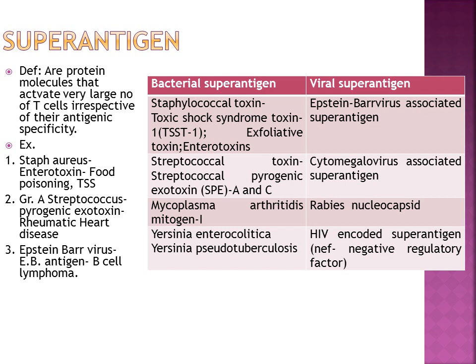Now we'll see super antigen in detail. By definition, they are protein molecules that activate a very large number of T cells irrespective of their antigenic specificity, and then they can cause disease. Examples: first is Staphylococcus aureus, whose enterotoxin acts as a super antigen and gives rise to diseases like food poisoning and toxic shock syndrome. Second is group A Streptococcus, in which pyrogenic exotoxin is a super antigen and causes diseases like rheumatic heart disease. Third is Epstein-Barr virus, whose antigen acts as a super antigen and causes diseases like B-cell lymphoma.